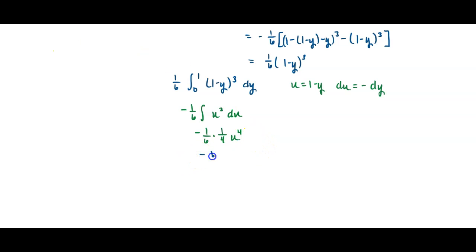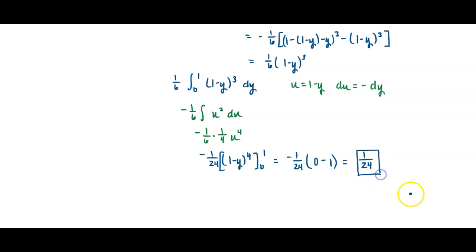And this gives us negative 1 over 24 times the quantity (1 minus y) to the 4th power, taking that from 0 to 1, which is negative 1 over 24 times, well, 1 minus 1 is just 0. 1 minus 0 is 1 to the 4th power, which is 1. And so we're just left with a positive 1 over 24. We've successfully evaluated that integral.